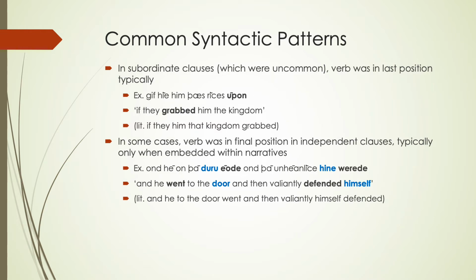In things like subordinate clauses, which we didn't really see very frequently in Old English, the verb was typically at the very end in that last position. So this is where something like subject, object, verb would become very visible. So the phrase 'if they grabbed him the kingdom' literally is 'if they him that kingdom grabbed.' So all of the other information, the subjects and the objects, are all in front, and then the verb is at the very end. And then in some cases, we would see the verb in final position in independent clauses, typically more frequently in narratives, so if it's embedded in a narrative.